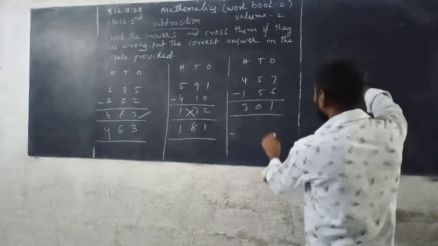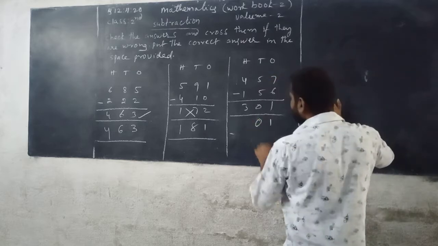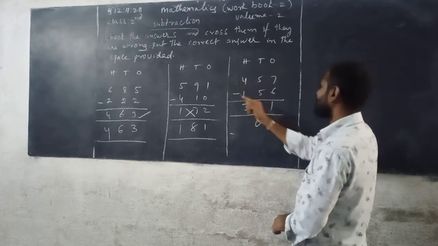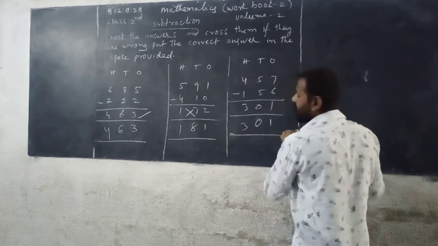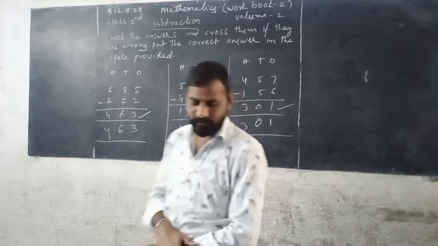7 minus 6, you can get 1. Write down once again. Next 5 minus 5, 0. Write down once again. Next 4 minus 1, you can get 3. Once again write down. See here 301. This difference is correct. Then you can take right mark.